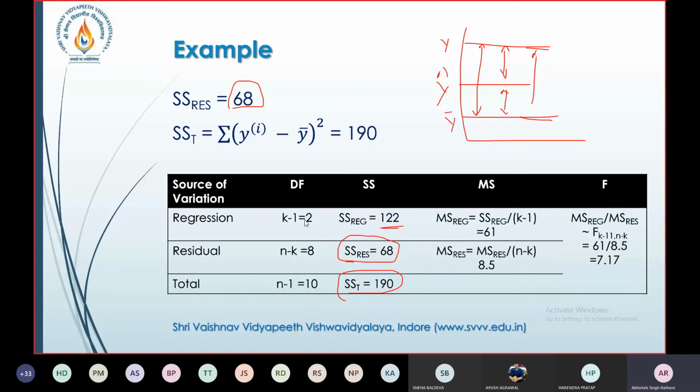Now we are again calculating the degrees of freedom. My total instances are 11, so 11 minus 1 is equal to 10. So you are getting the degree of freedom 10 over here. Then you have the degree of freedom of residuals, which is n minus k. You have k number of parameters, and here my k is equal to 2 or 3.